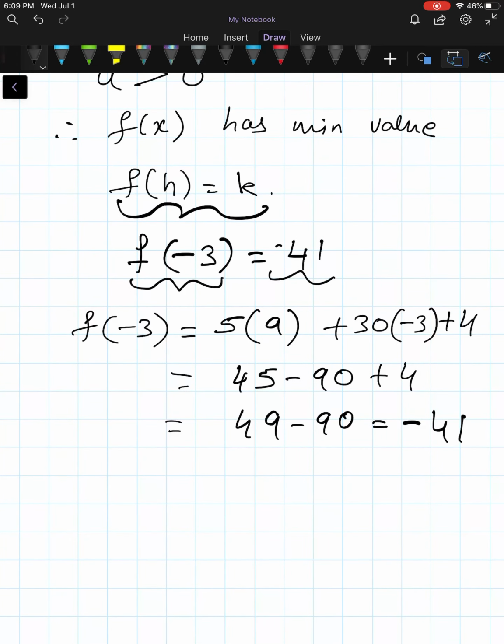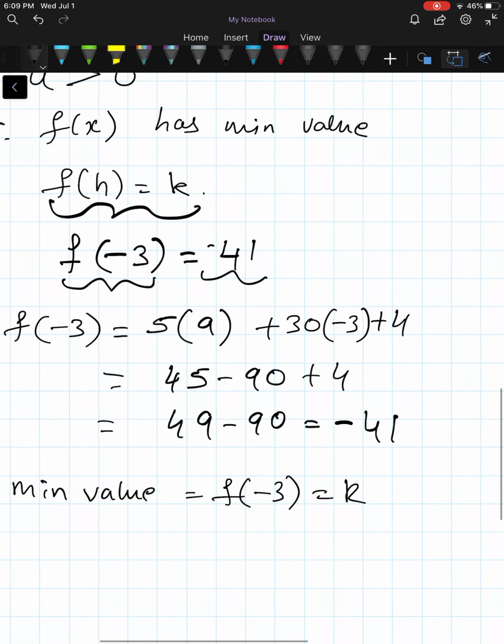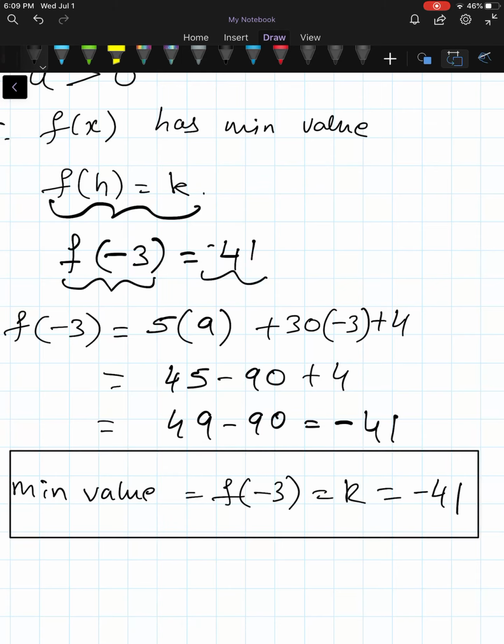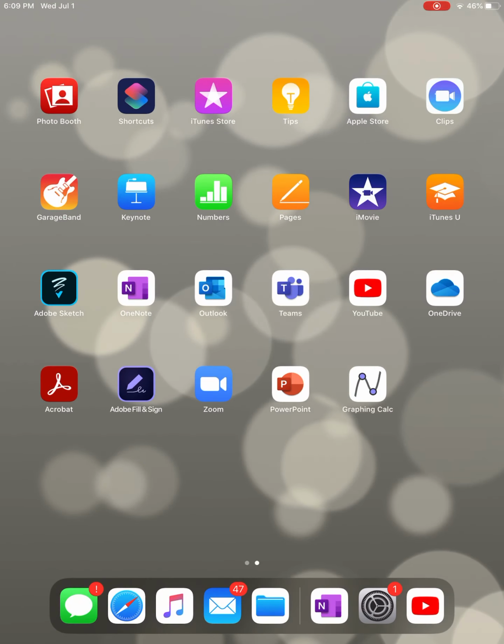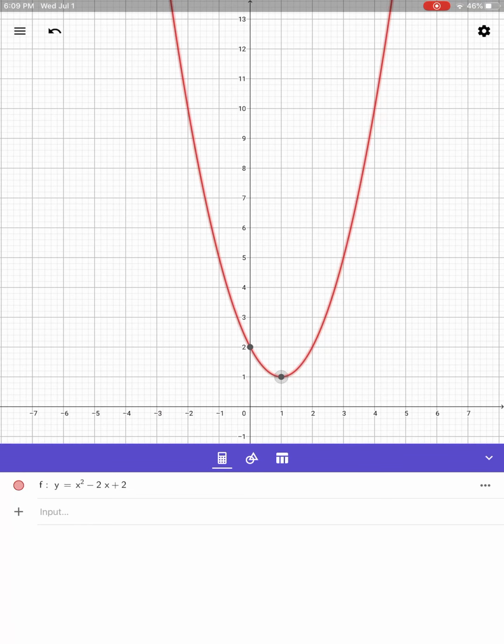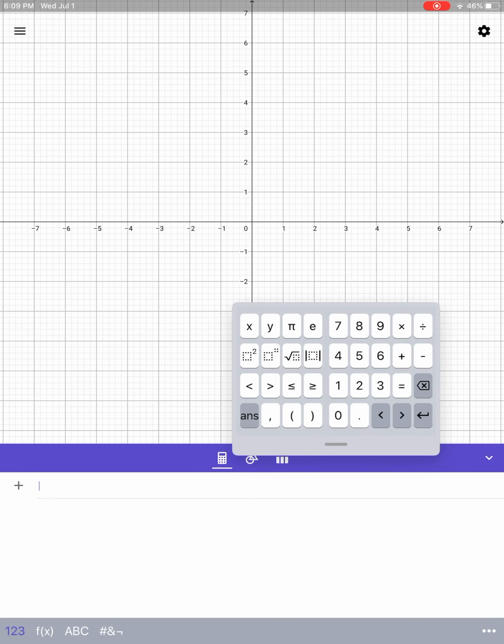So we are right. What is the minimum value? The minimum value is f of negative 3, that is equal to k, which is negative 41. I will check whether this is true in the graph as well. Let me go to the graphing calculator and check whether we get the minimum value.